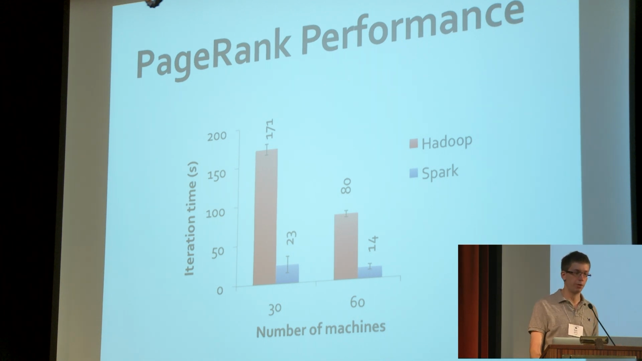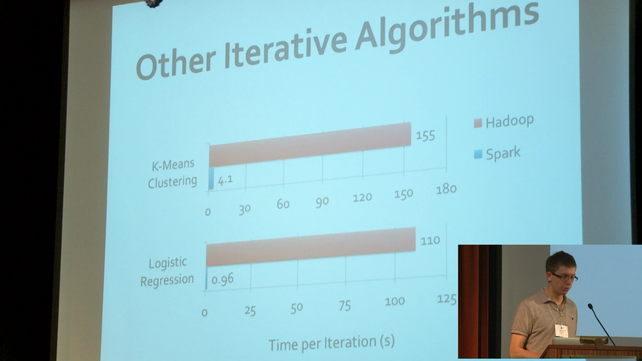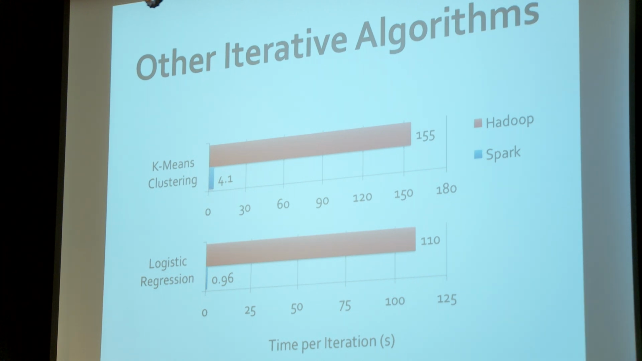So this is the cool thing. You write it in pretty little code. It's very easy to combine these steps, and it can also run faster. The same thing happens for other types of iterative algorithms. Later in the workshop, you'll hear a lot about machine learning, and these are some examples of machine learning algorithms that go faster with Spark.